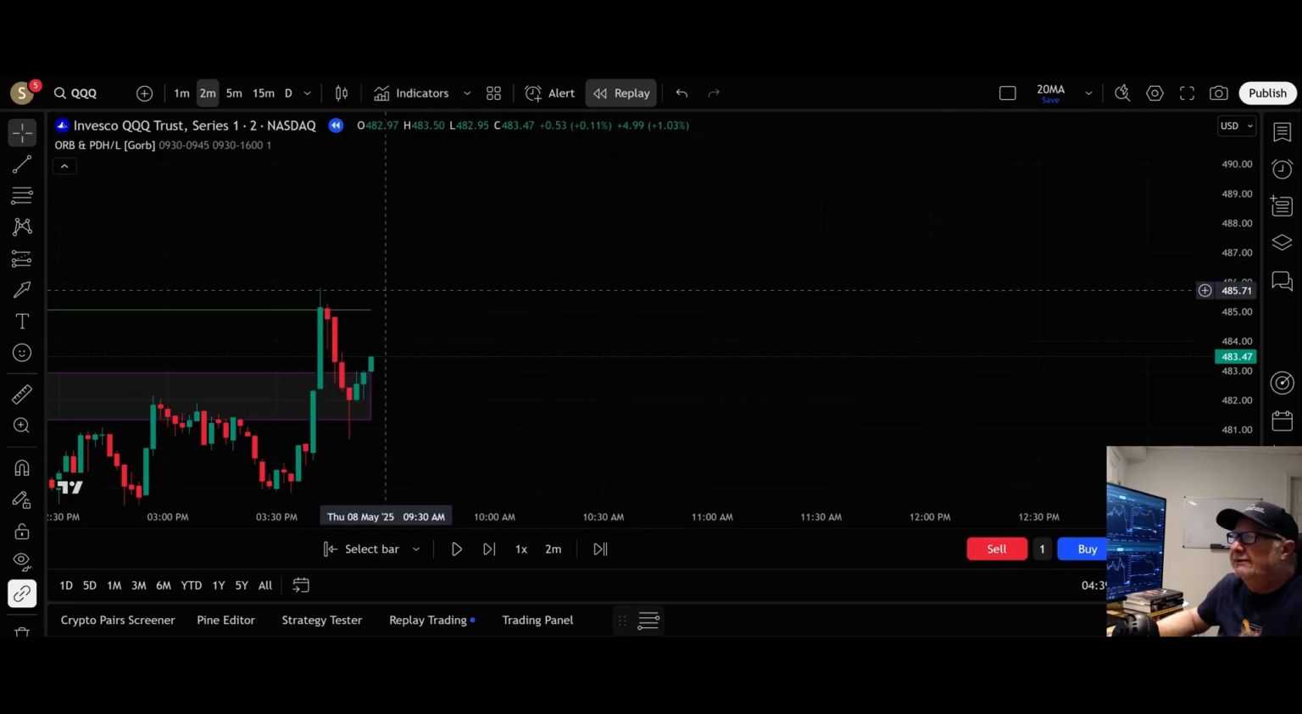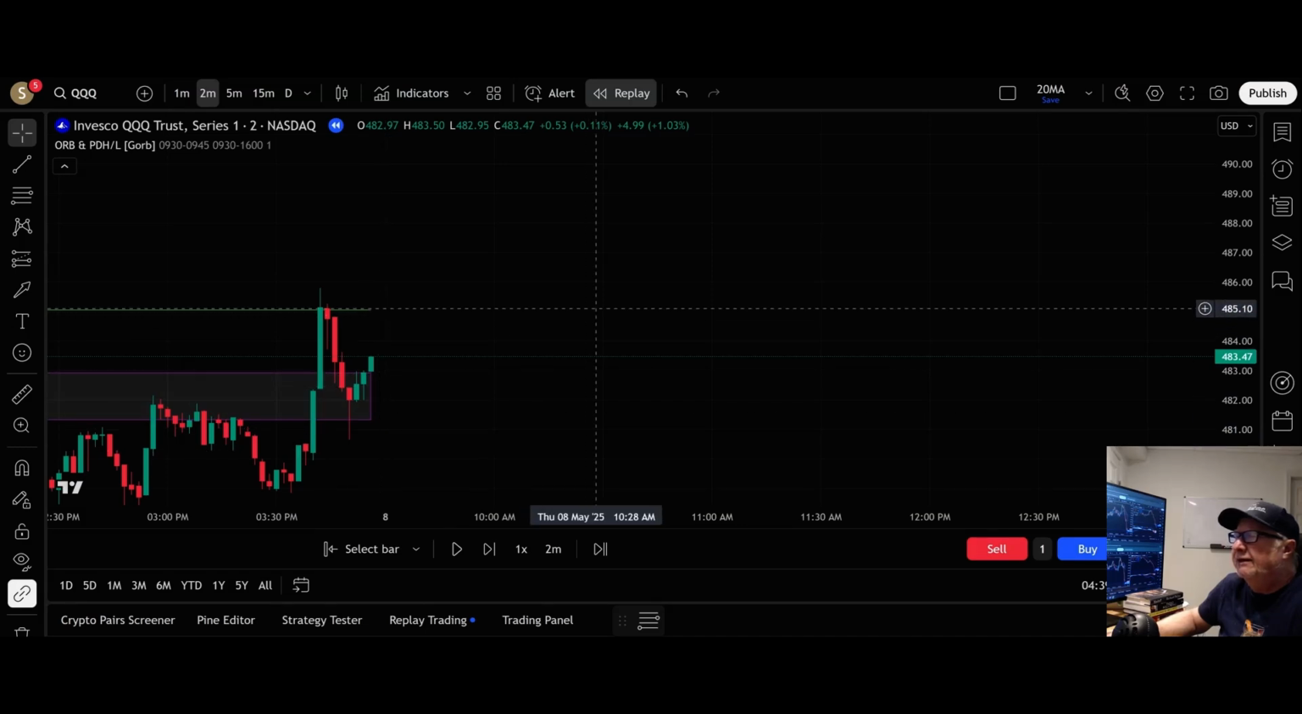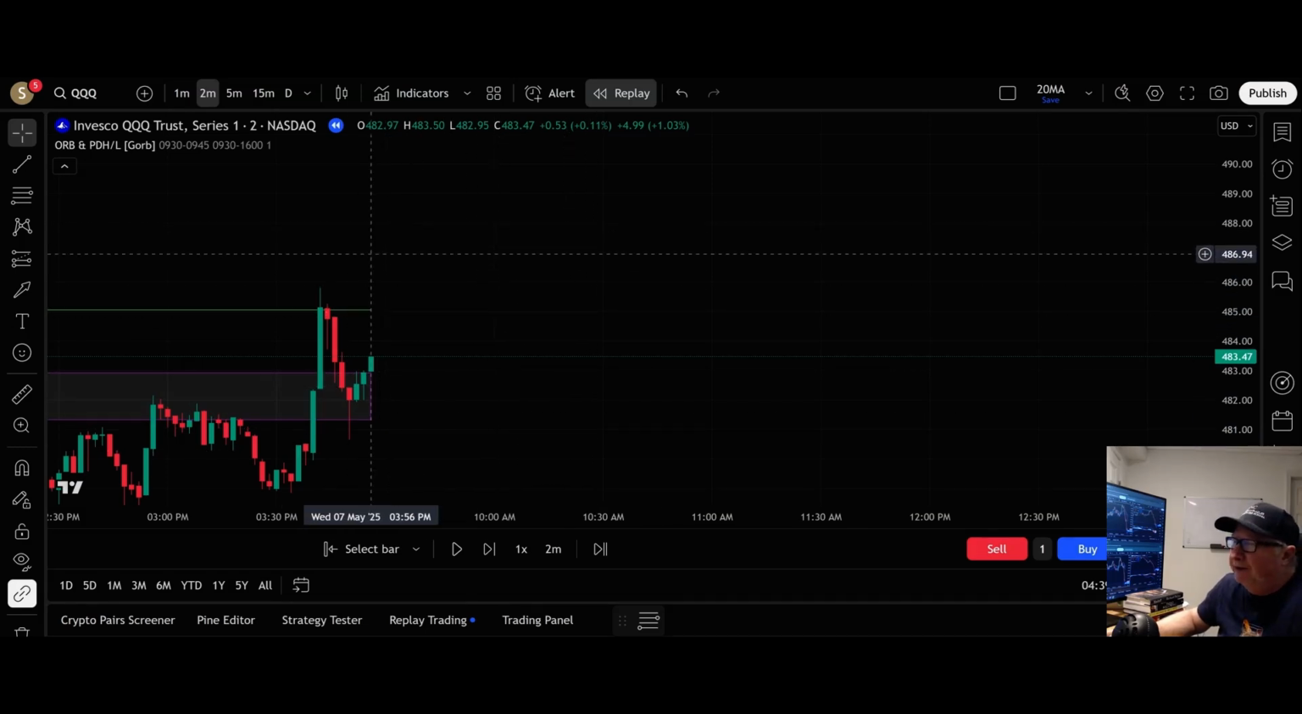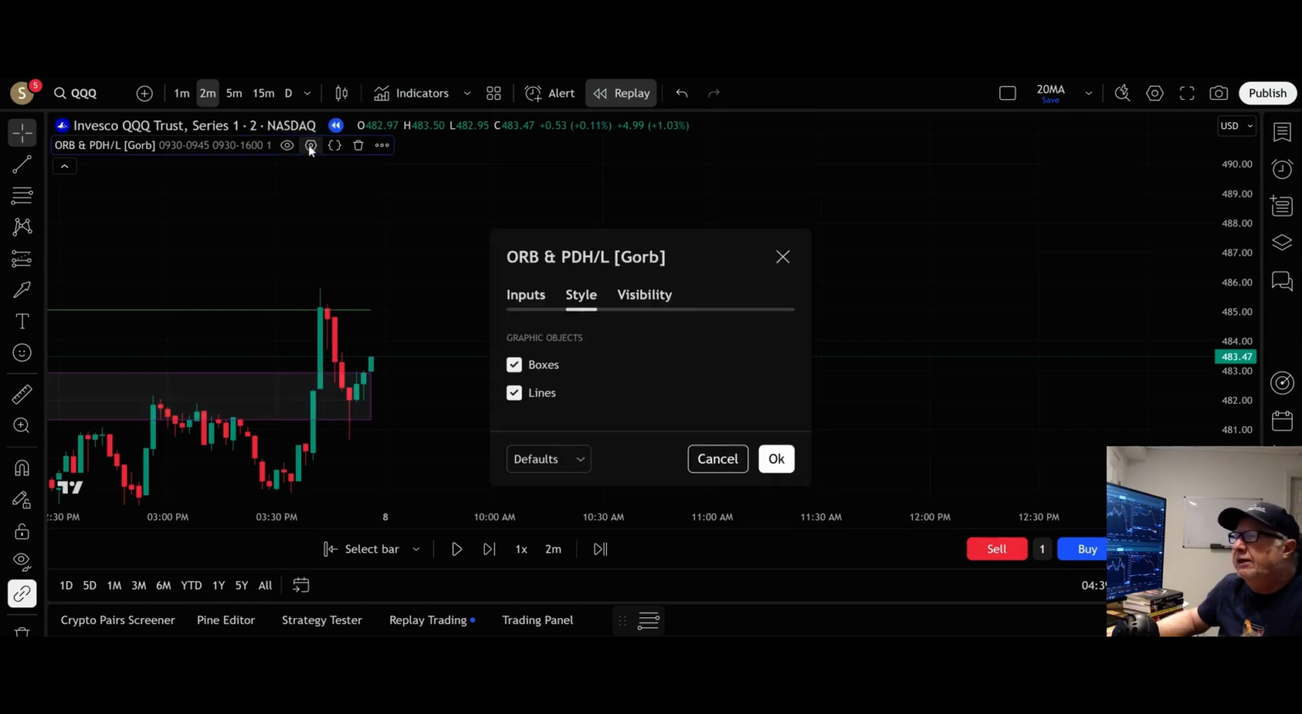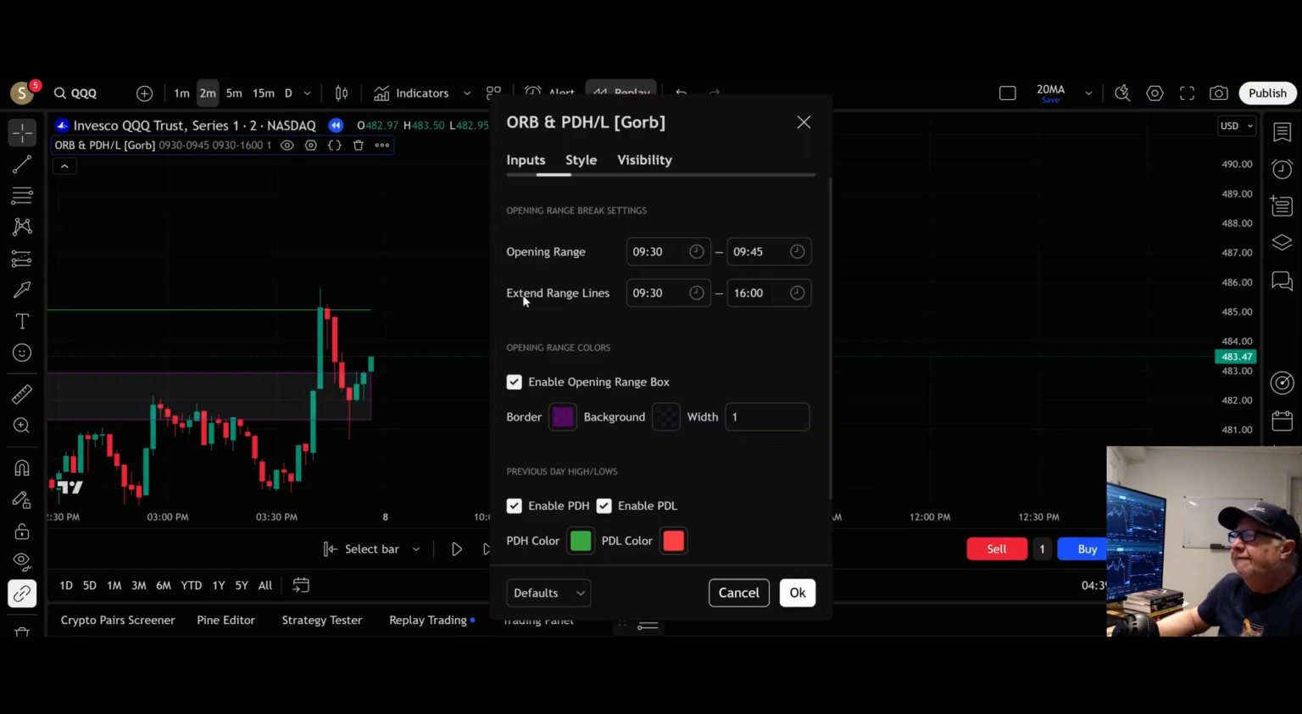And this is a fresh day. This is the 8th of May that I'm going to show you. So this is just before the open. We've got this opening range breakout indicator in place. Let me show you what the inputs are.